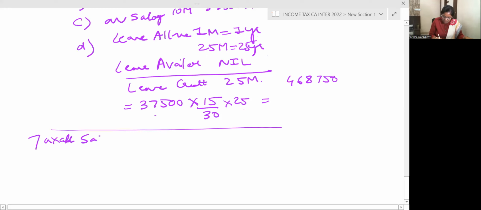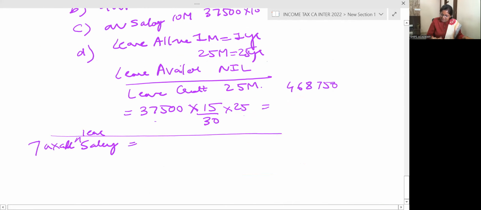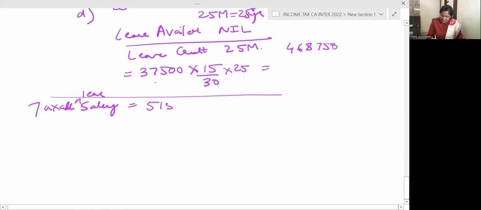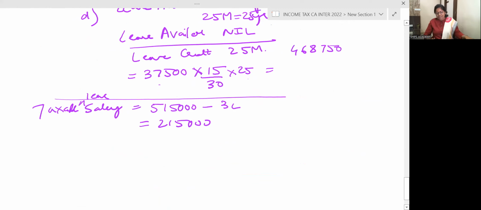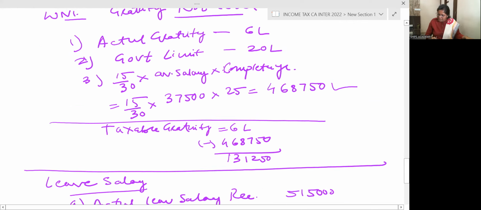Last part now. Taxable leave salary. How much is it? Taxable leave salary is 5,15,000 minus 3 lakh, which is 2,15,000. In fact, we have done a problem with these same figures in the regular class. Chalo. All of you are with me? Can I go to the main answer?